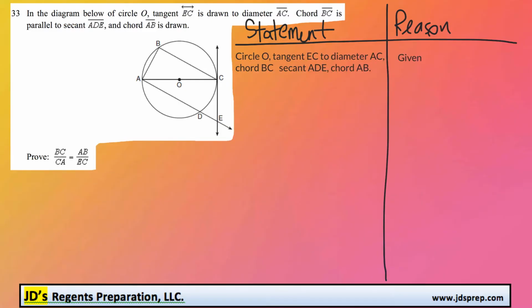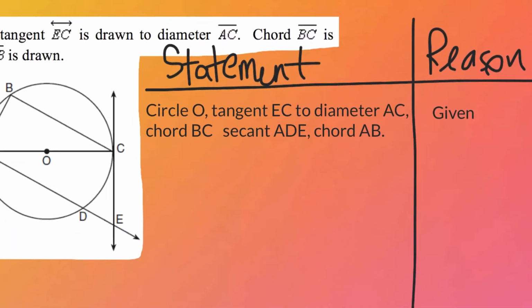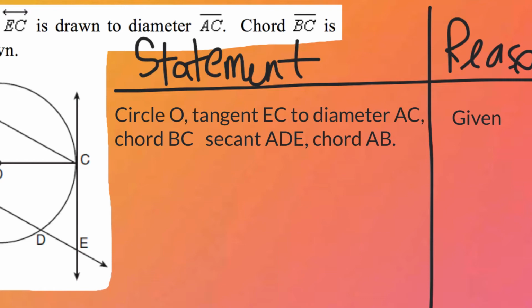The information we know is that we've got a circle labeled O. We have a tangent line EC. And it is tangent to the diameter AC. We have a chord BC that is parallel to the secant line ADE, and we've also got a chord AB. And the reason for all that is given.